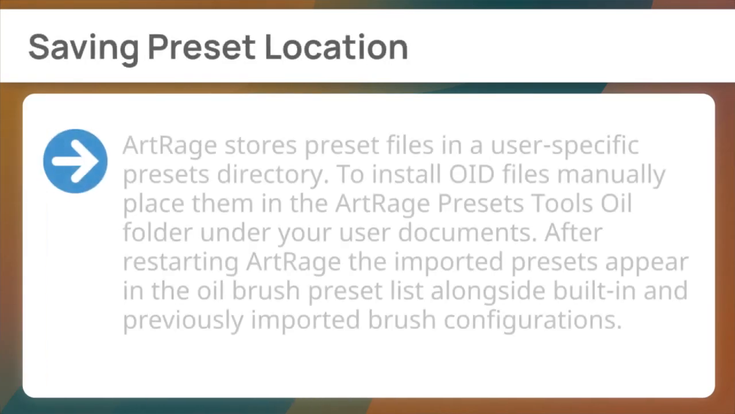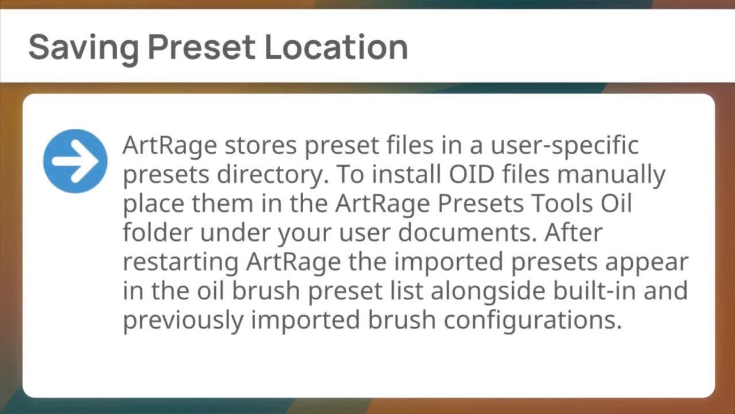Next, saving preset location. ArtRage stores preset files in a user-specific presets directory. To install OID files manually, place them in the ArtRage Presets Tools Oil folder under your user documents. After restarting ArtRage, the imported presets appear in the Oil Brush preset list alongside built-in and previously imported brush configurations.